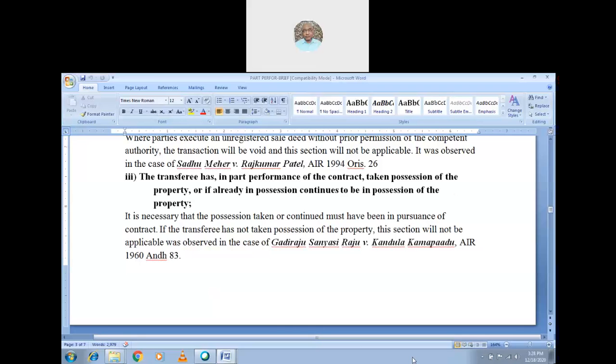Yes. Anyone, unmute and give me. To apply Section 53A. Yes. Consideration, sale. Yes.